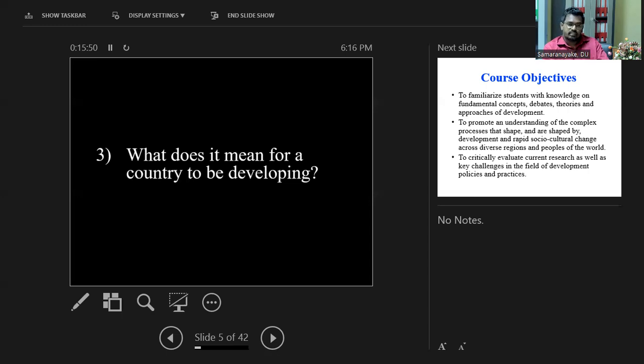Okay, so in general, yes, we say Sri Lanka, and South Asian countries in general, are developing countries, even China, right? China is also a developing country. So then what exactly does developing mean for these countries? For China, what does developing mean? For India, what does developing mean? And here for Sri Lanka, what does developing mean?